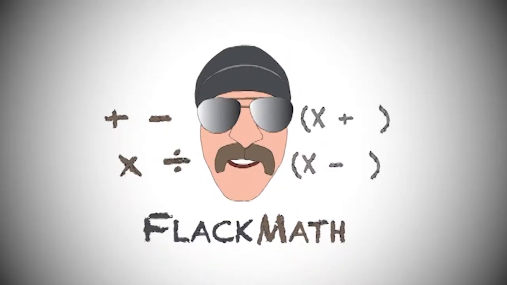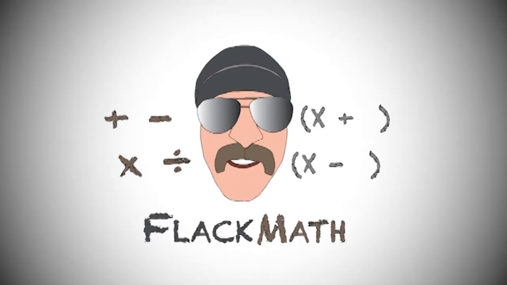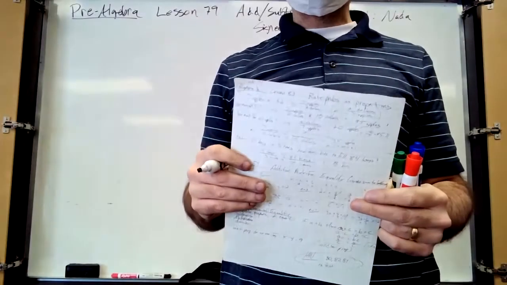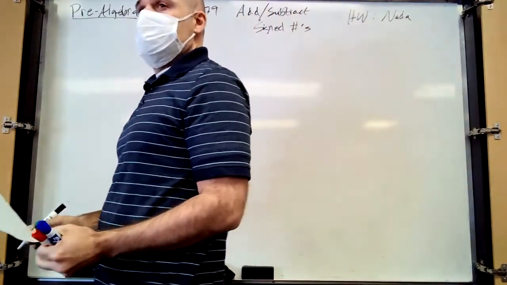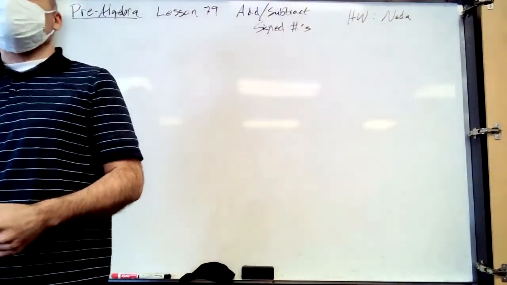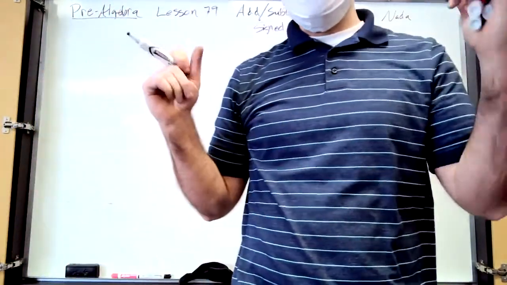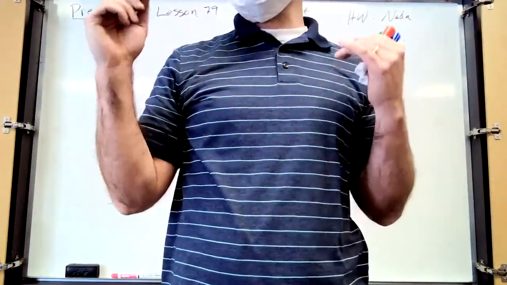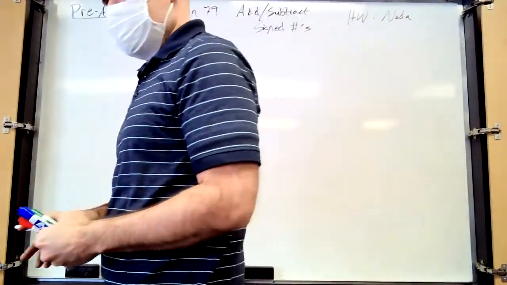Math! Give me some math and I'll give you some flack! Flack math! We're gonna add and subtract signed numbers. So we're gonna apply the rules that we've been doing. Xavier, how do you subtract signed numbers? You don't. What do you do? Remember chicken scratch? You change it to an addition problem, and then you change the next sign, right?